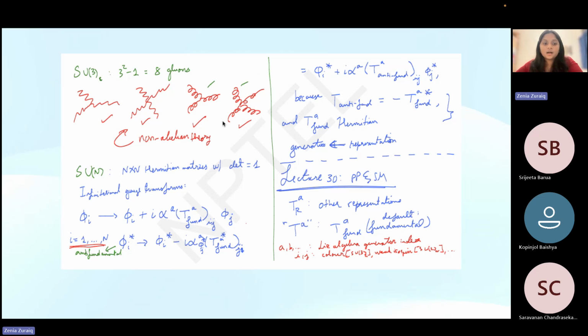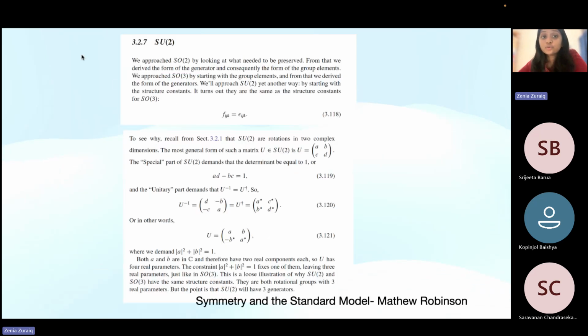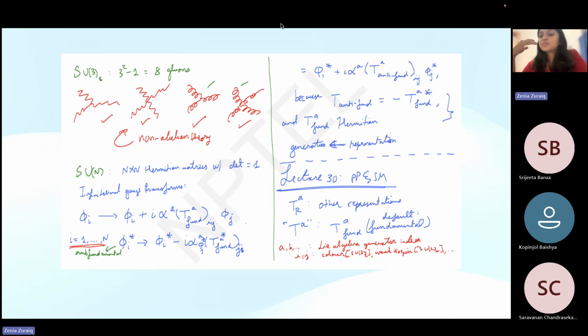This is why SU3 is interesting to us: SU3 describes the strong force. SU2 describes spinors, and similarly you can think of SU3 as the higher dimensional equivalent of it. The reason SU3 is important is because it is a non-abelian theory, and that leads to gluon self interactions which can lead to asymptotic freedom and other things.